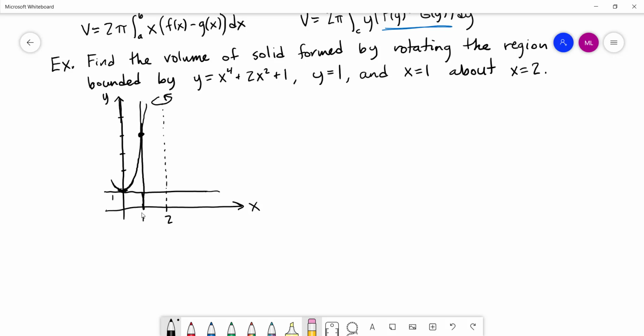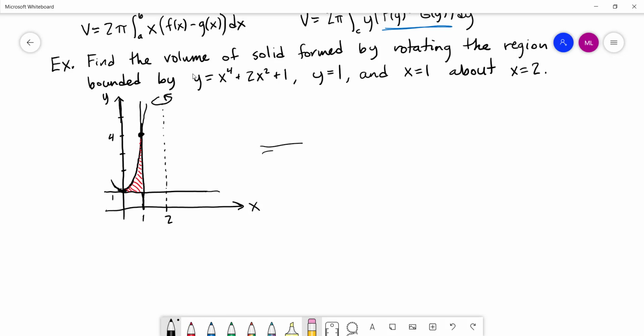So if I plug x equals 1, which is the equation of this line, into this equation, I'll get 1 to the 4th, which is 1, plus 2 times 1 squared, which is 2, plus another 1. So 1 plus 2 plus 1 gets me up to an ultimate height of 4. And so this is the region that I'm interested in. And we are rotating it around the vertical line x equals 2.